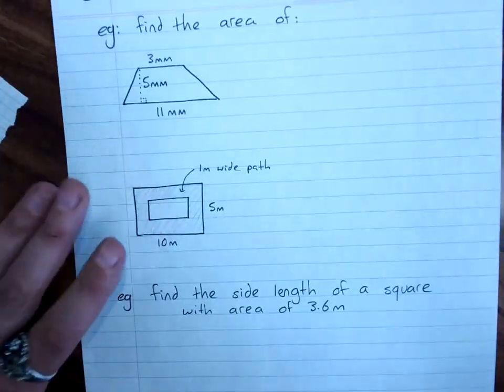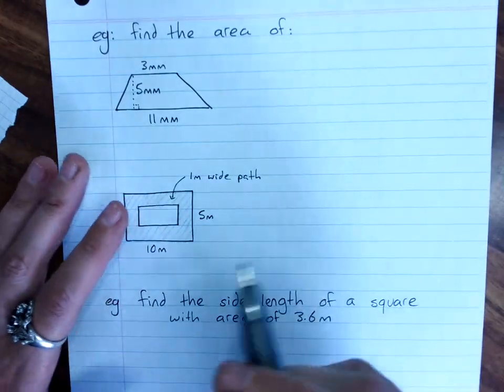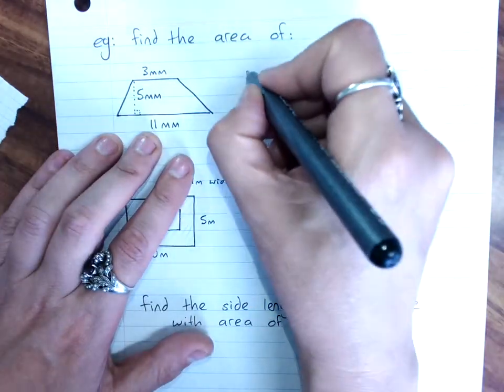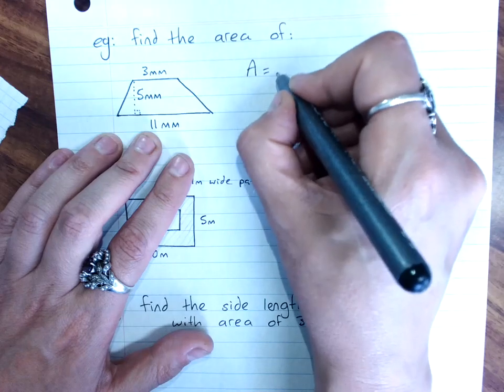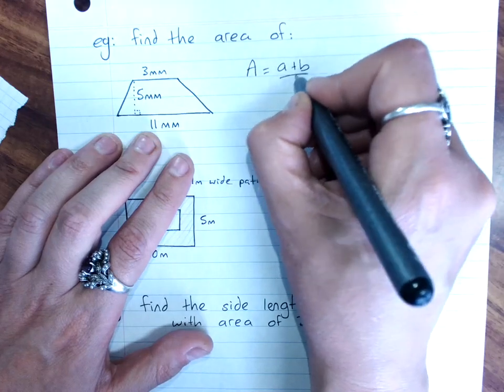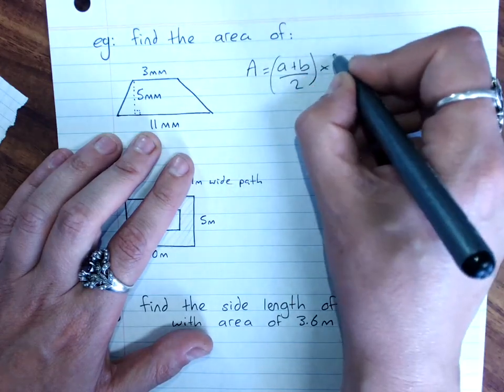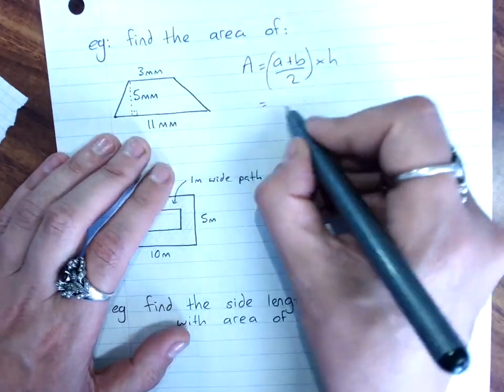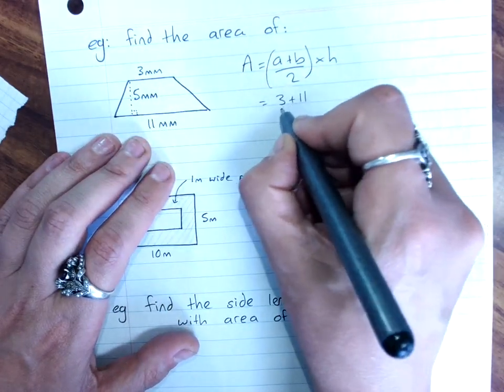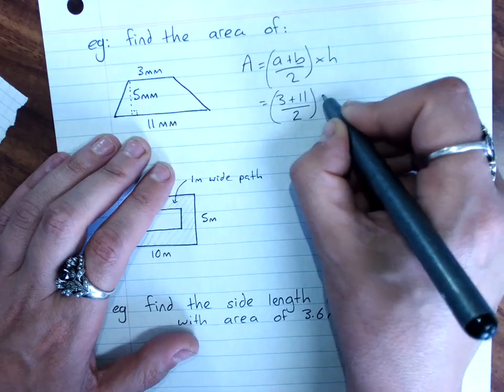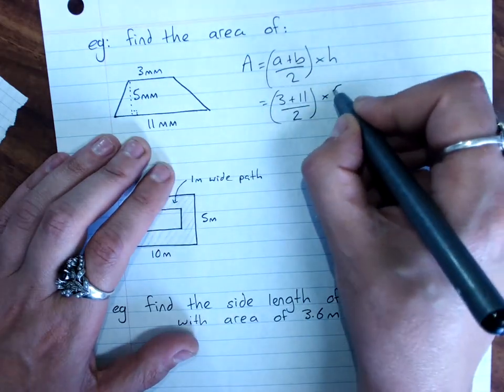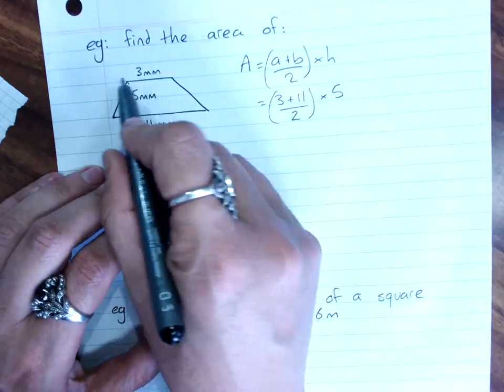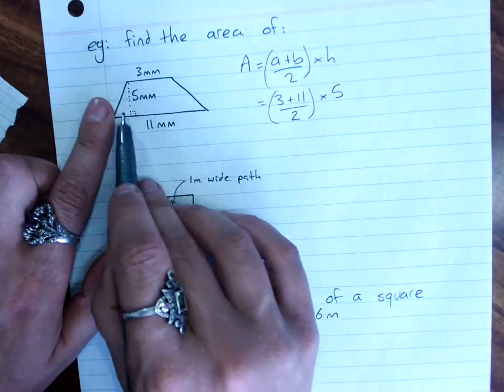Now when you're finding the area of a shape, you do need to write the formula first. This is a trapezium. Area is A plus B on 2 times height. Substitute your values in. So the height is the distance between those two parallel sides. So see, they're still at right angles.